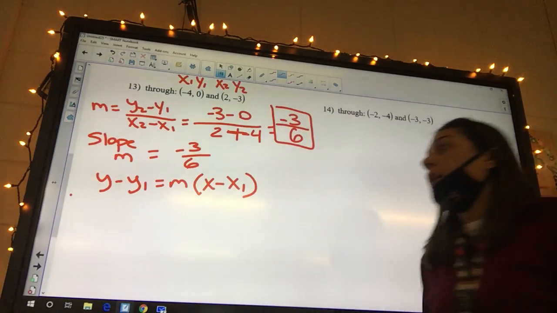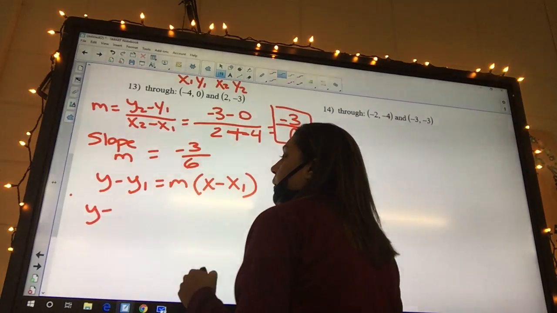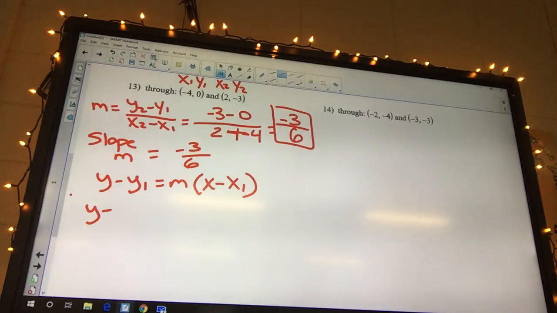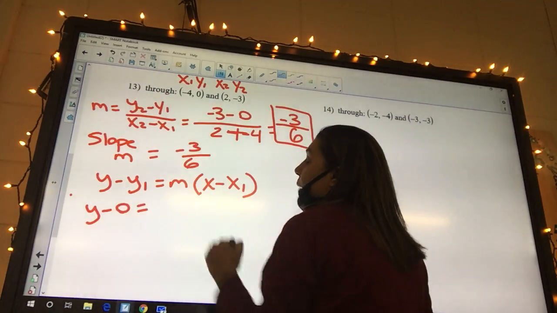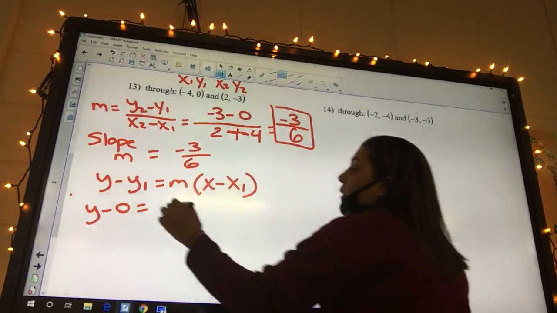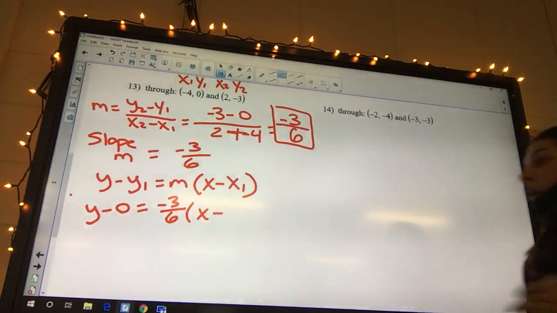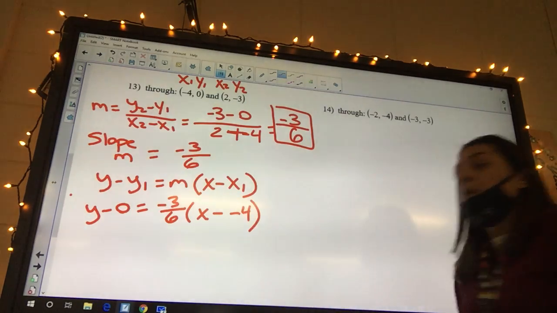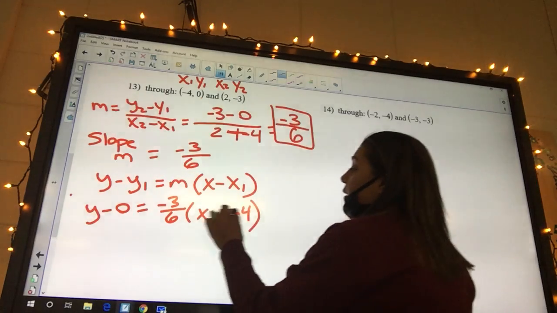Okay, and now we're ready to start plugging stuff in. So what is y1? It's 0. Okay, we go back and we look and see what's labeled what. Equals, what's my m? Negative 3 over 6, times x minus negative 4. Okay, am I finished? No, I need to change this to a positive.